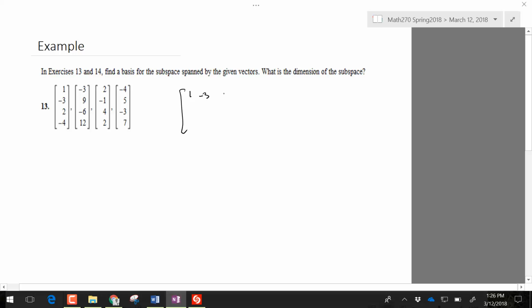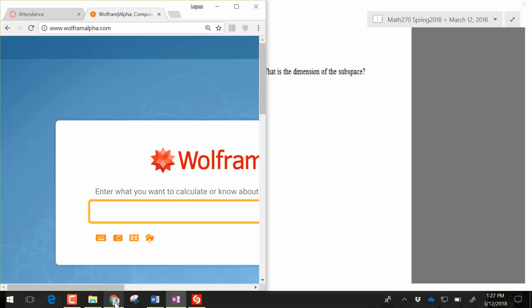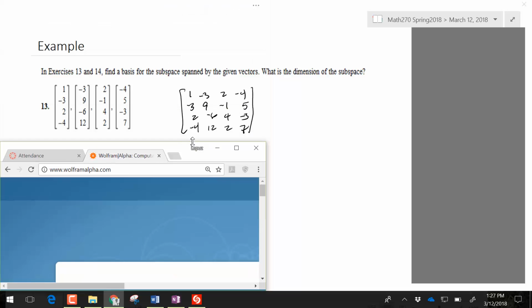1, negative 3, 2, negative 4, negative 3, 9, negative 1, 5, 2, negative 6, 4, negative 3, 4, 12, 2, 7. And let me pull out Wolfram.